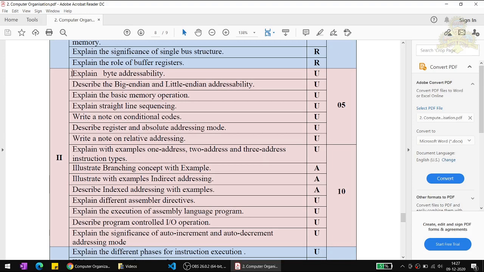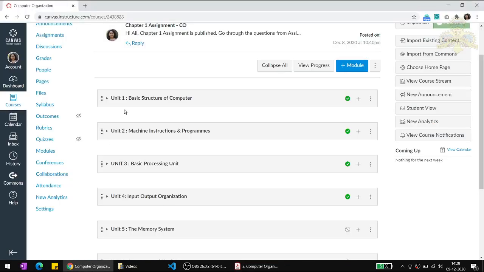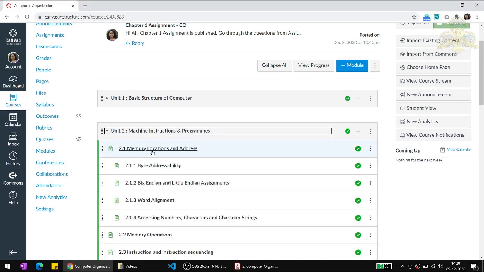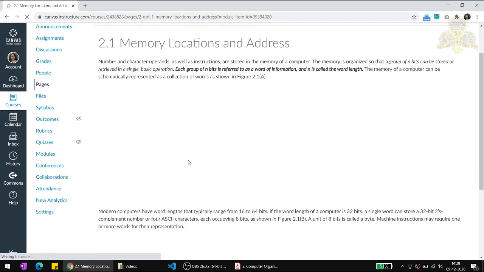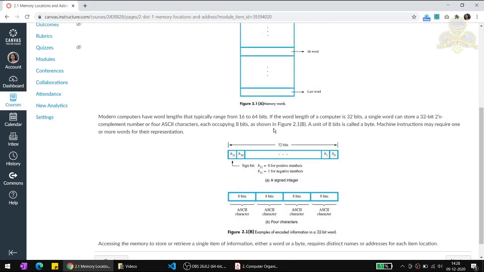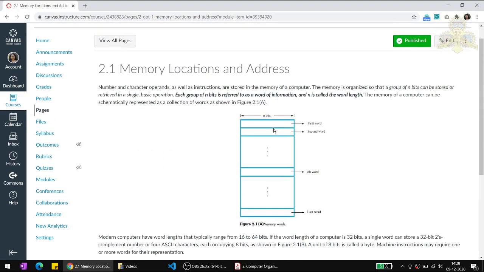So the first question in the second chapter is: explain byte addressability. Let's discuss what the answer should be. Go back to Canvas. Today I'll show you the answers which are there in Canvas. Go to the second chapter and open the first item, memory location and address. I would suggest you draw the basic three diagrams present here, and then explain them. Then you explain what byte addressability is. I'll tell you what to write and explain the answer.